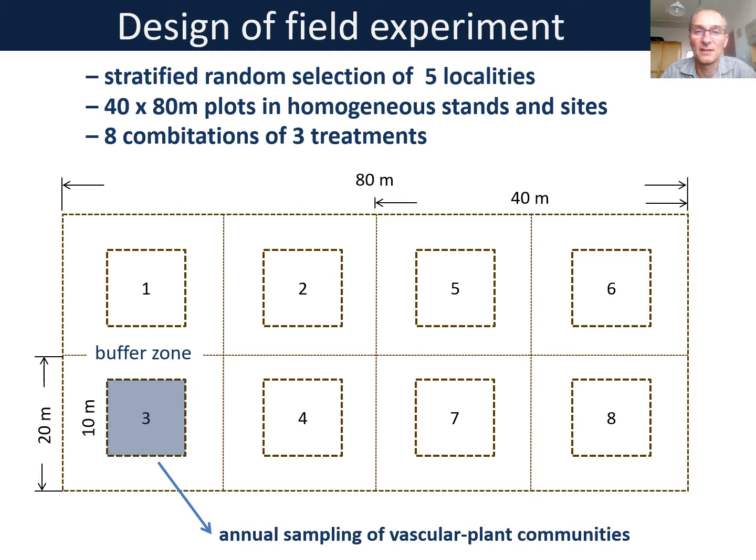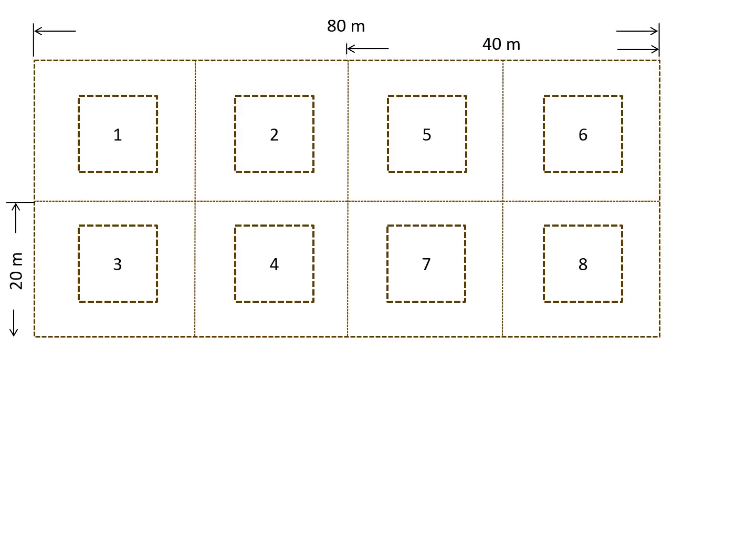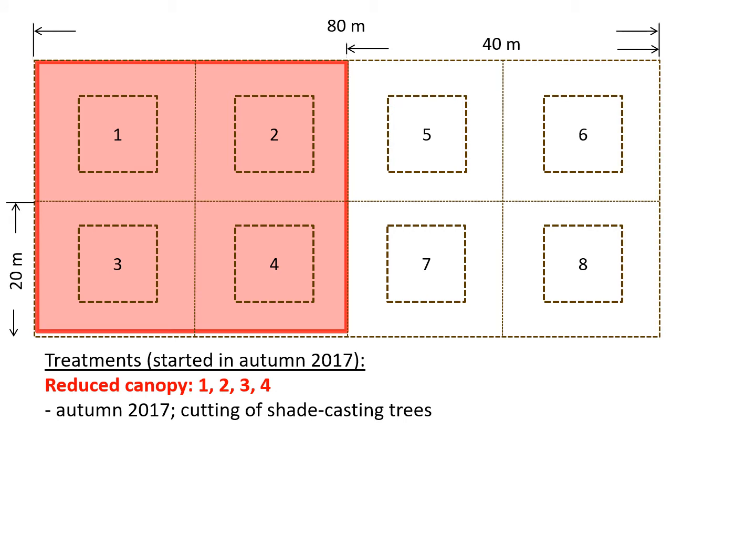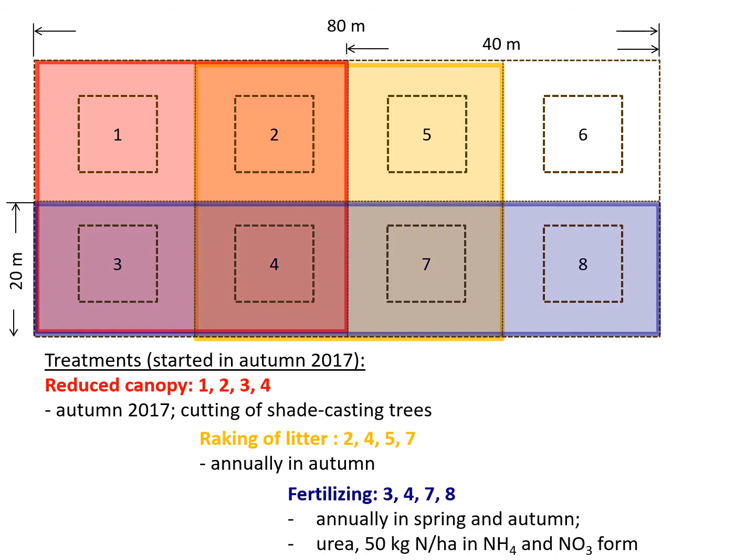Plots of 40 by 80 meters were placed in 5 localities and each split into 8 subplots exposed to different combinations of treatments. Each treatment was applied on half of the subplots. At first, canopy reduction in 2017, when especially shade-casting trees of the lower canopy layer were removed. Secondly, annual raking of litter in autumn, including removal of deadwood and tree regeneration. And the third treatment was nitrogen fertilizing in 2 terms using granular urea fertilizer in a dose exceeding critical loads.